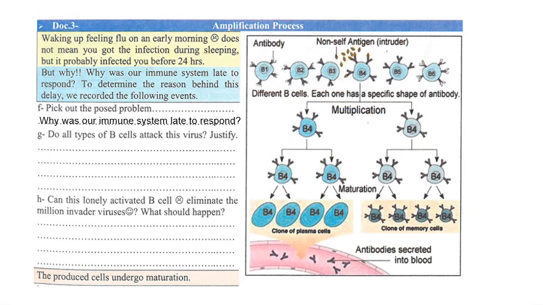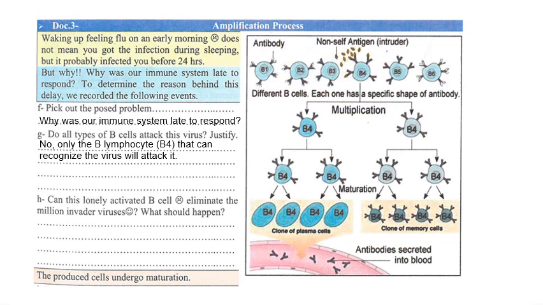Do all types of B cells attack this virus? Justify. Look at the figure here. This figure shows the amplification process that happens in our bodies upon infection. Look at the shape of the non-self antigen that is recognized only by the antibodies secreted by B4. So only B4 can recognize it and can attack this virus, not all B lymphocytes. So they are asking if all B lymphocytes can attack this virus. No, only the B lymphocyte B4 here, which can recognize the virus, will attack it.